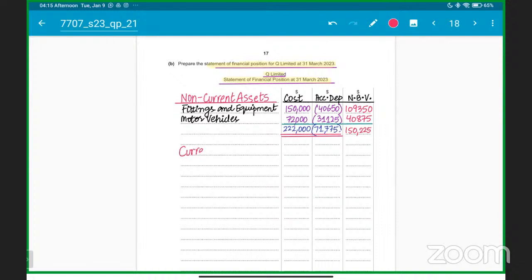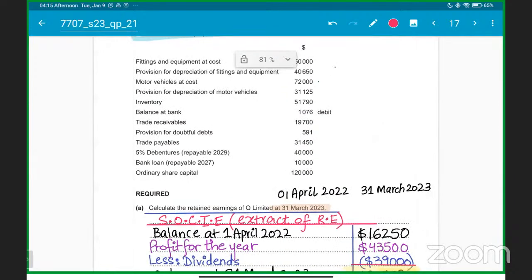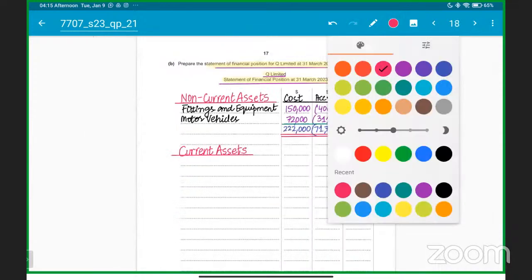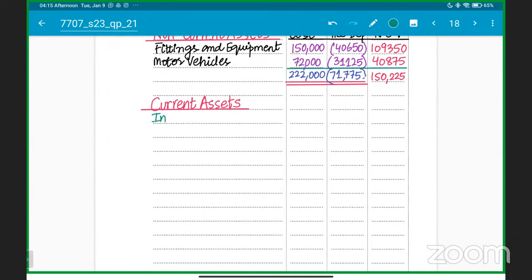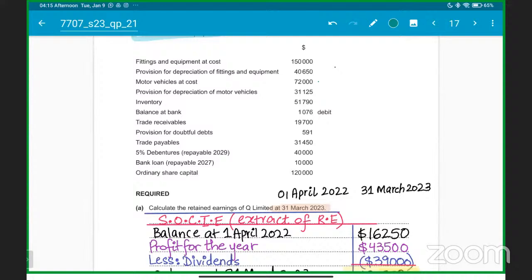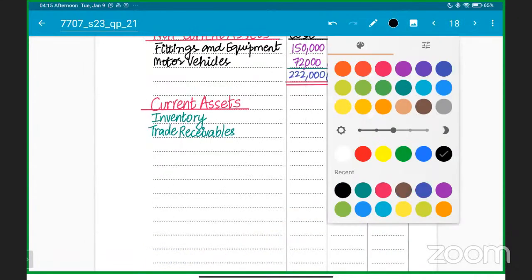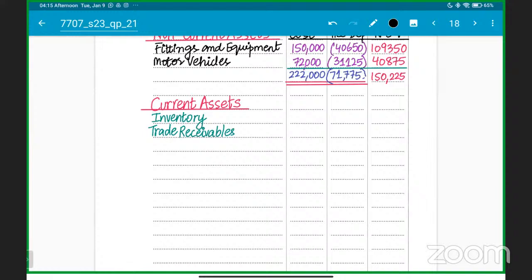Current assets. We'll put the heading on and then we'll put the current assets. So we have inventory, trade receivables, but we had a provision for doubtful debts. So make sure we have to be very careful about this here. So it will be inventory and trade receivables according to the format. Inventory is 51,790. You'll write it down here only.